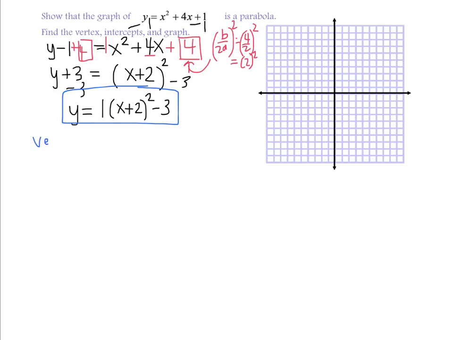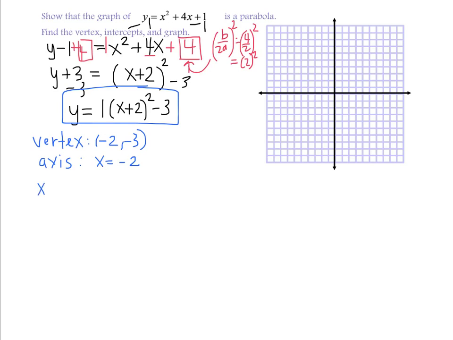So, starting with the vertex. The vertex is always our h, comma, k. So we have the point -2, -3. The axis of symmetry then is always the vertical line through the x coordinate, so that's x equals -2. I'm going to find everything and then I'll put it on the graph all at once.